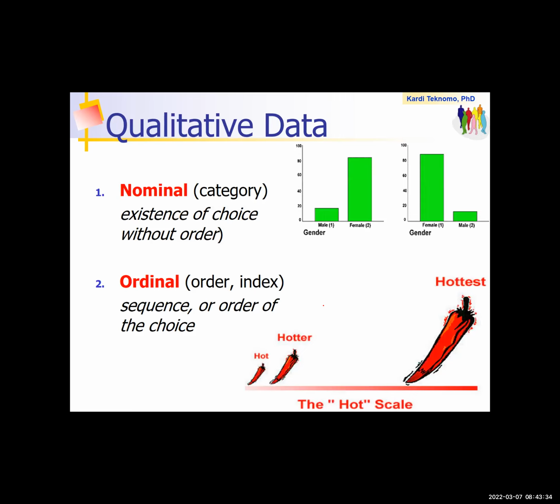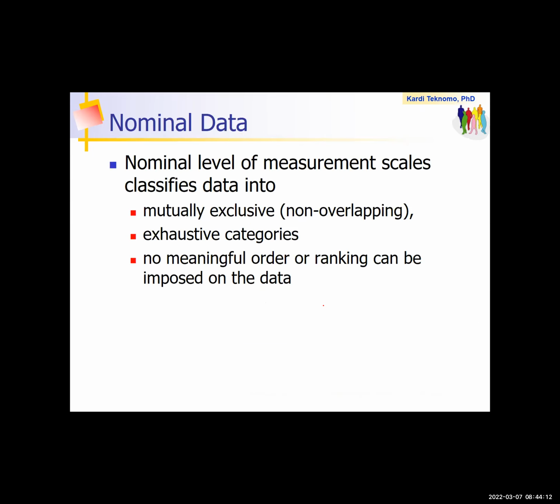So nominal or categorical data is the data with the existence of choice without order. For example, gender can be male or female. Okay? There is no order that male must be before female or female must be before male. Okay? So there is an existence of choice of the value, but no order. Ordinal measurement scale will have a sequence or order of choice. Okay?